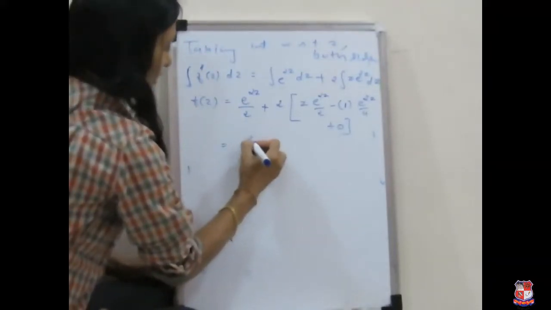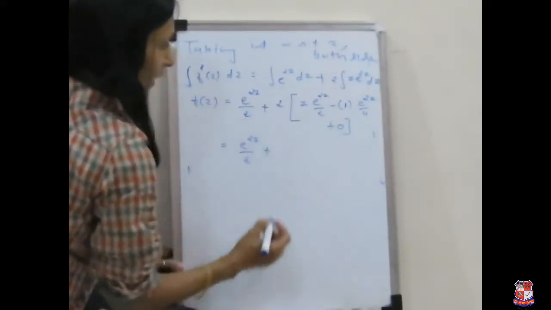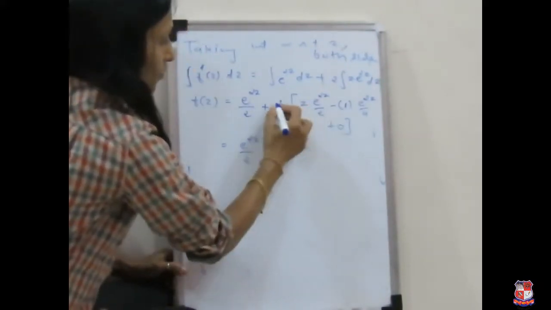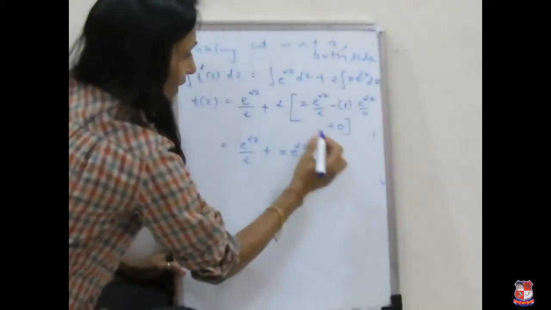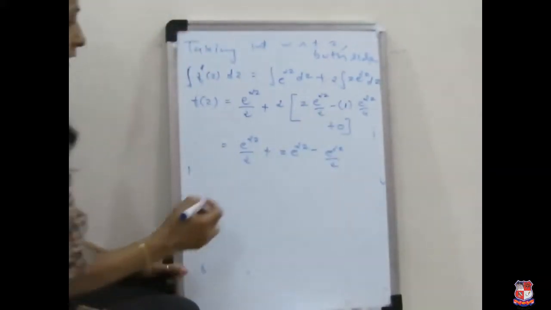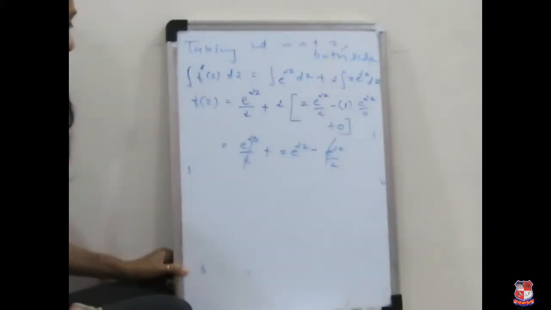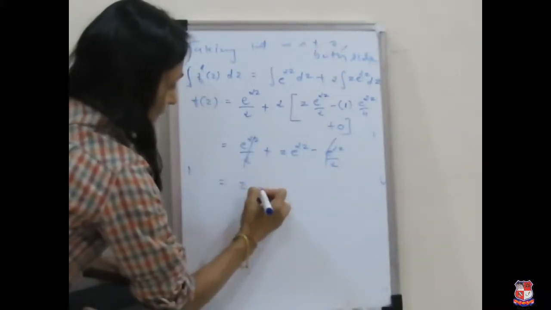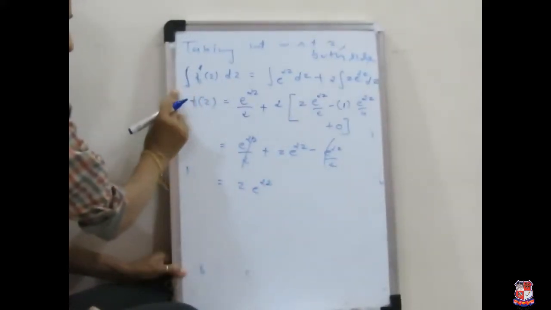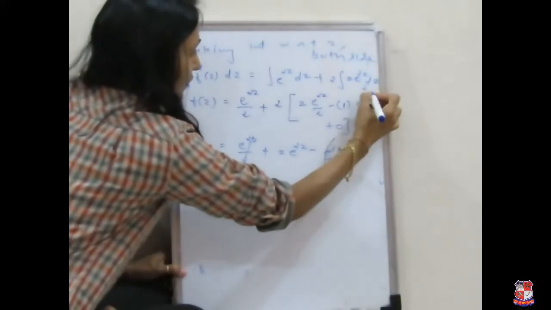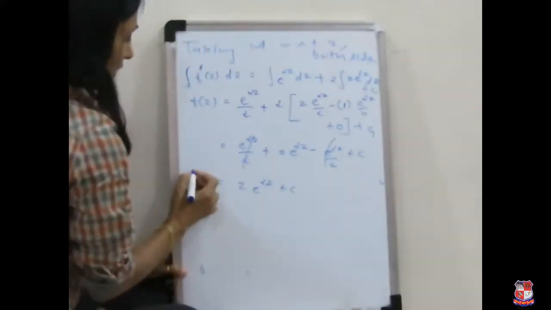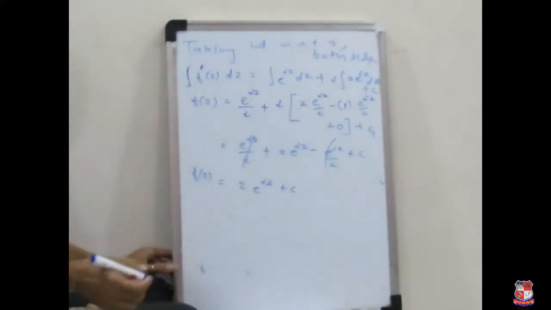Then it is equal to e raised to 2z by 2 plus z e raised to 2z and minus e raised to 2z by 2. Open this bracket. Okay, e raised to 2z by 2 and e raised to 2z by 2 cancel out, that is z e raised to 2z. One thing remember, if we take integration on both sides, we put here the constant c. This is our f of z.